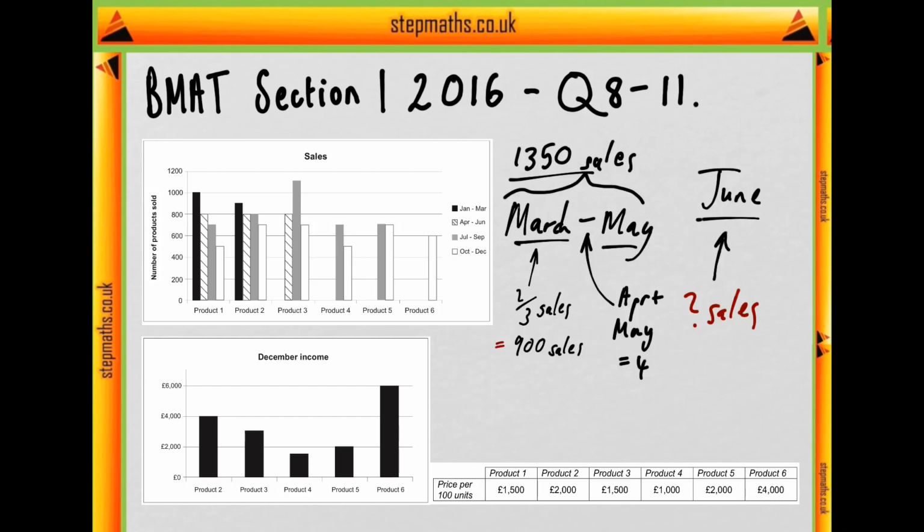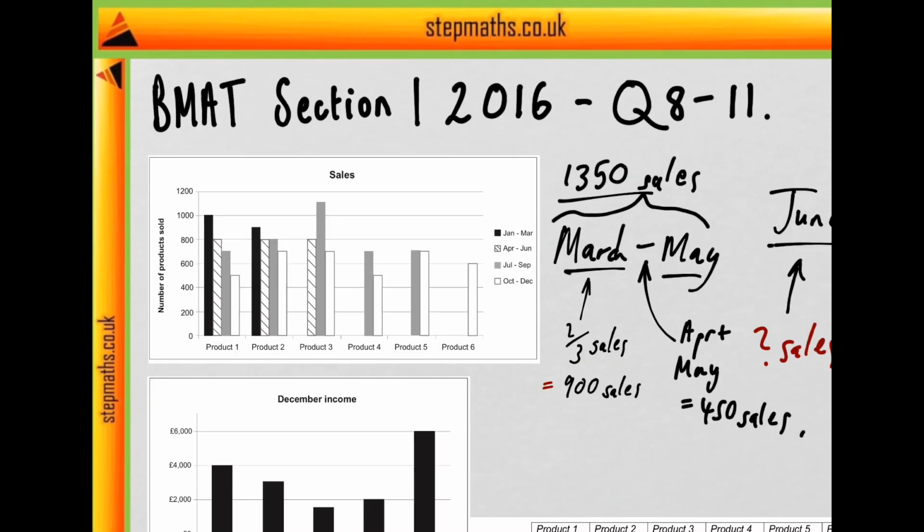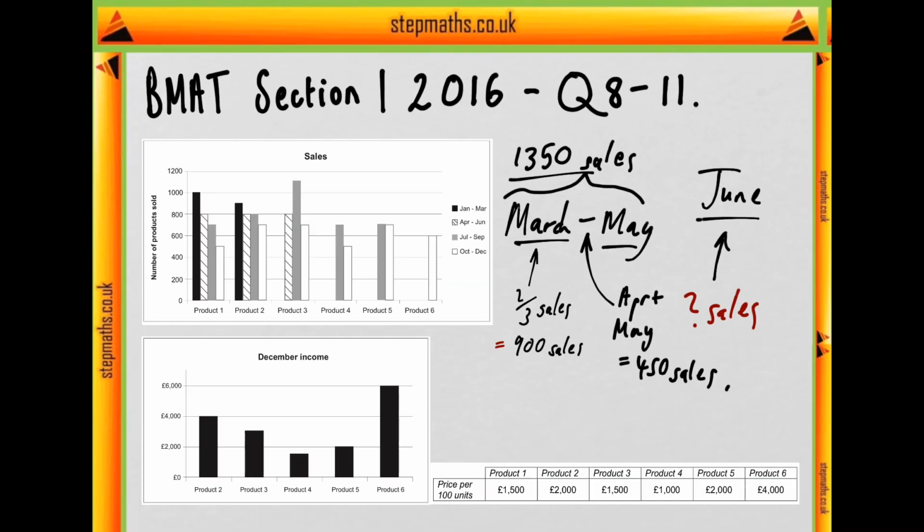So that's 450 sales, which is important because if we look at this stripy bar, which is represented in product 2, which achieved 800 sales, this includes April, May, and June. But we know that just April and May had 450. To round off the 800 sold, we know that in June there were, in fact, 350 sales.